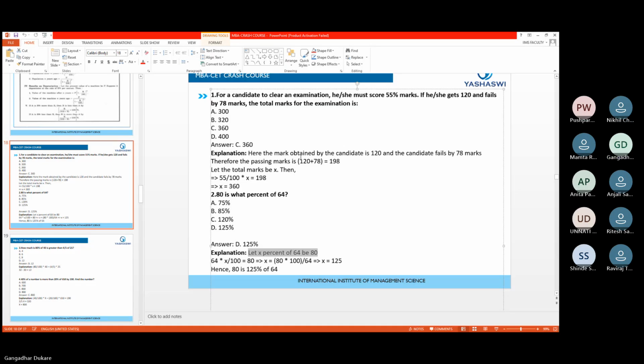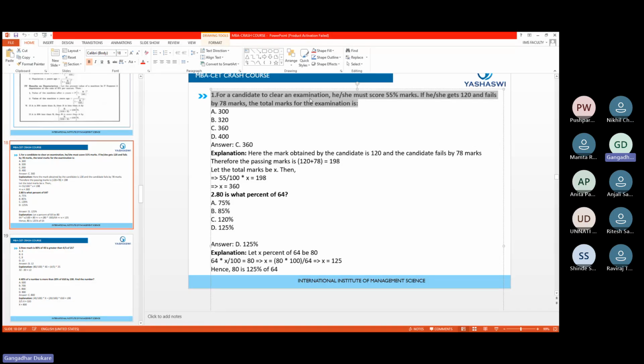Now, the marks obtained by the candidate is 120. The score is given. In that case, 55 is given, and we just have to divide the part by 100. So you have to read carefully what is given. Everything is given in your problem if you are going to understand it.